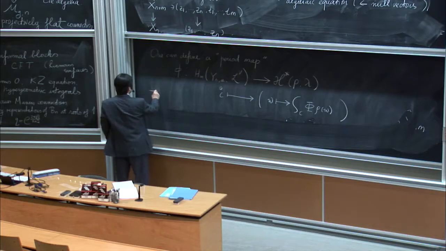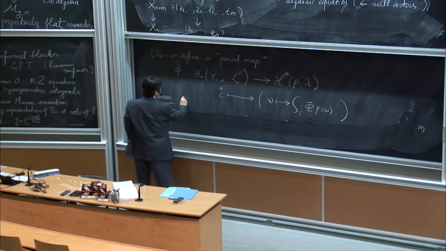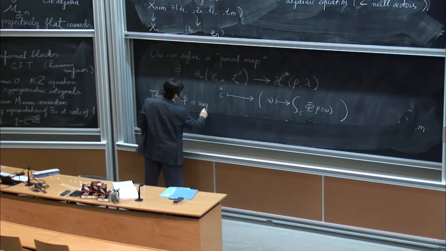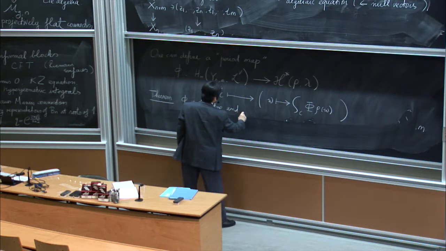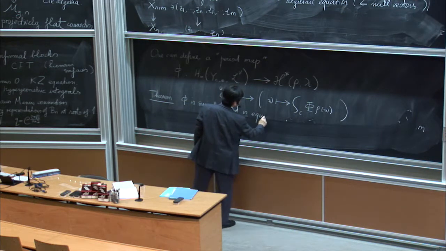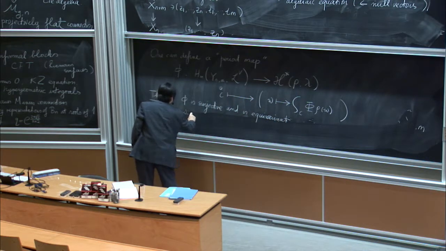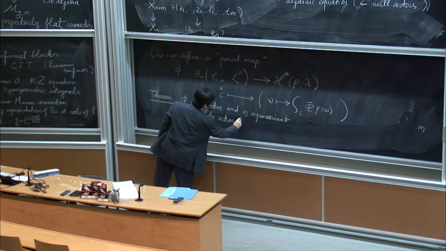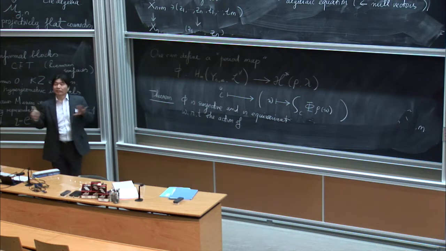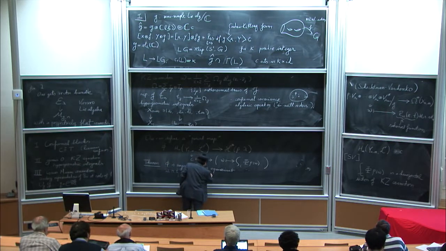And moreover, one can show that the map phi is surjective and is equivariant with respect to the action of braids. More precisely, we are going to consider the case of the space of configurations of distinct ordered endpoints, so it's an action of the pure braid group.